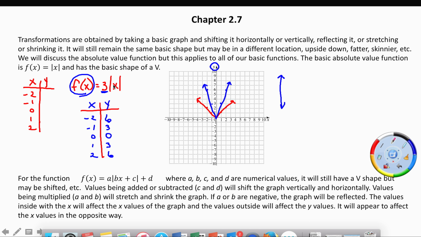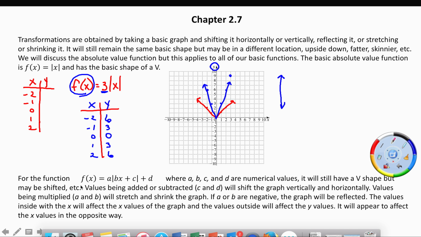Okay, numbers inside with the x appear to do the opposite, right? So notice what we had here. If I took every one of these points and multiplied it by 3, my y value, outside, it's not inside with the x, it's affecting the y value. So I would take my y value and multiply it by 3, means I would jump up here. This y value is at 2. If I multiply it by 3, 2 times 3 is 6. This y value is at 1, multiply it by 3, gives me my point. This y value is at 3. 3 times 3 is 9, gives me my corresponding point.